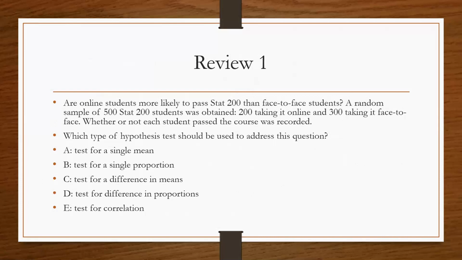All right, so this one is asking you to go back to identifying the parameters. The question is, are online students more likely to pass Stat 200 than face-to-face students? A random sample of 500 was obtained. 200 of them were taken online, 300 were taken face-to-face. And then whether or not each student passed the course was recorded. Which type of hypothesis test would you use to address this question? A, test for a single mean. B, test for a single proportion. C, test for difference in means. D, test for difference in proportions. Or E, test for correlation. Let's give you guys a little bit of time.